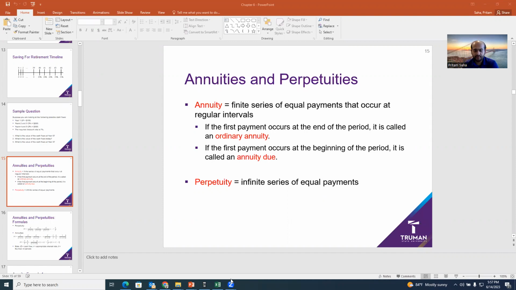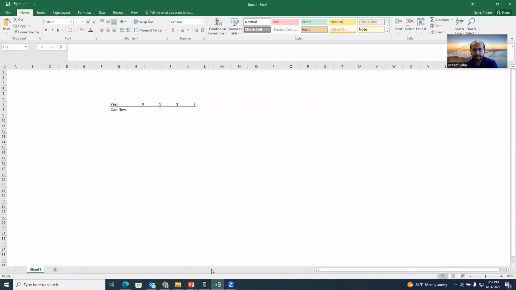If you can remember, starting from chapter 5, what we did. Let's say we have to know the timeline first, right? So basically, let's say year 0, year 1, year 2, year 3. And let's say we have a cash flow at the end of year 3, $1,000. So we know how to calculate the present value of this cash flow, right?